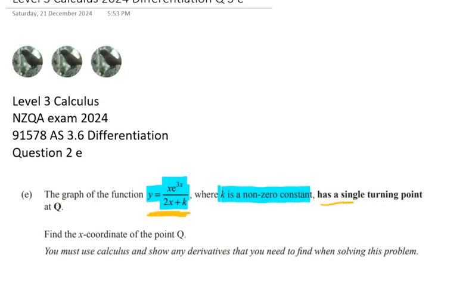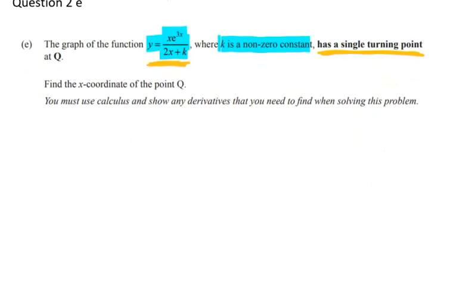And because we're told that it's got a single turning point, what we're looking for is a situation where we have one solution to that gradient function equaling 0. And that's our strategy for solving the problem. So let's start off with my function. I've got y equals x e to the 3x over 2x plus k. Remember that k is a constant.